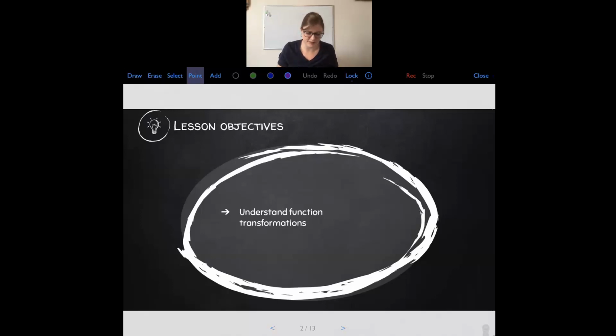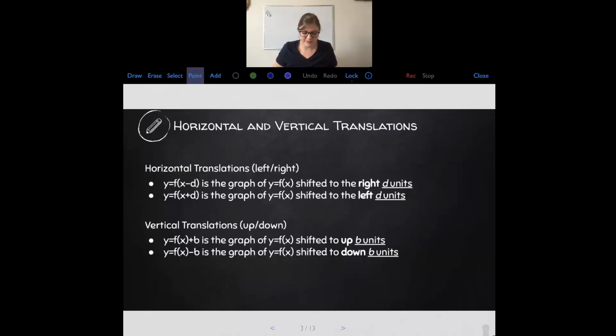to transformations. Okay? So the first type of transformation that we are going to talk about are horizontal and vertical translations. So horizontal translations are moving the function from left to right. Vertical translations are moving the function up and down. Okay, so what this looks like is if we have y is equal to f of x minus d, it means that the graph, or the parent function or the mother function, has shifted to the right d units. Okay, notice the minus d goes to the right.